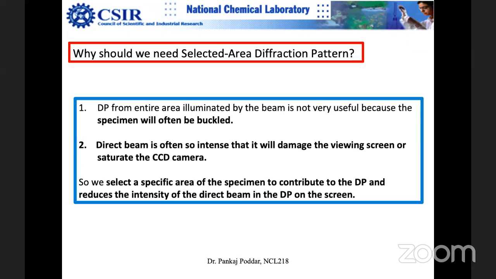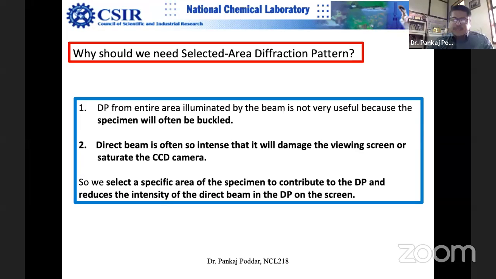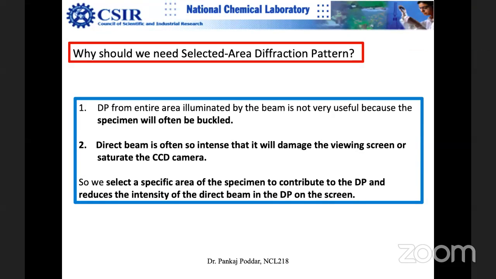Got it? Yes, sir. So you can do it offline also. So, sir, that means that Fourier transform transforms us from real space to reciprocal space. Exactly. So that's why the interplanar distance gets reversed. Exactly.